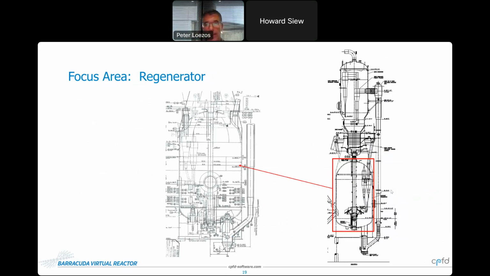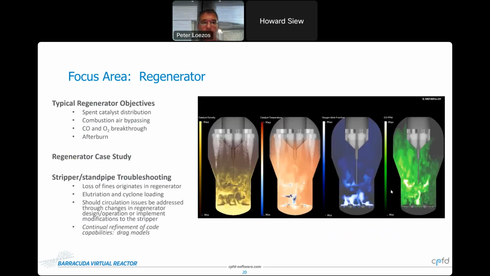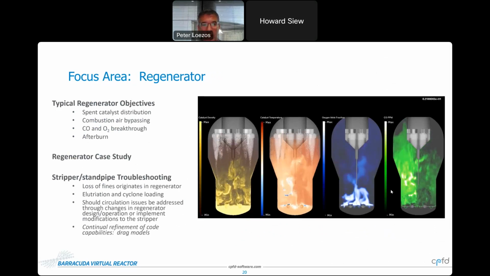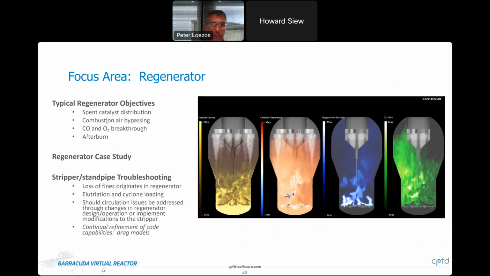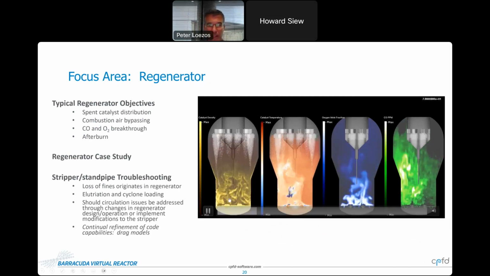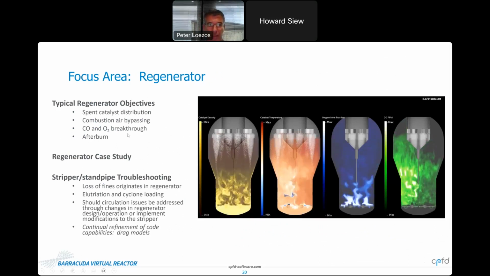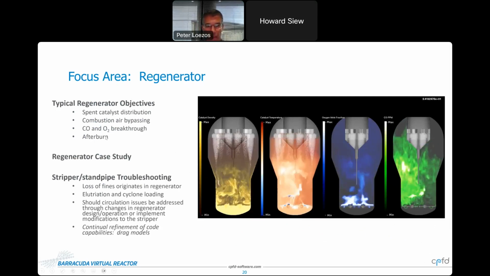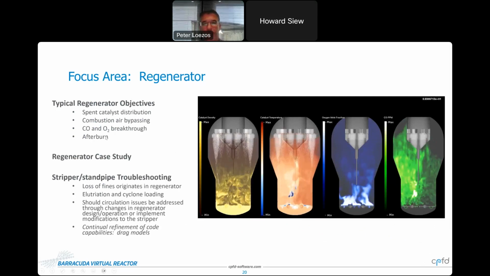So let me shift now and touch on one of our traditional focus areas, and that is the FCC regenerator. What are some typical regenerator objectives? We look at spent cat distribution and combustion air bypassing in the main regenerator bed. We look at CO and O2 breakthrough and the resulting afterburn, among other objectives.